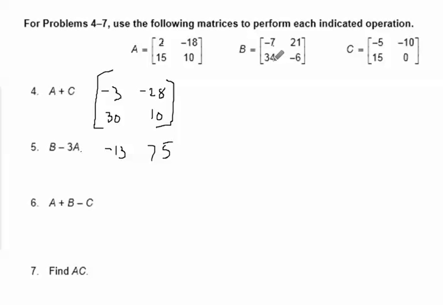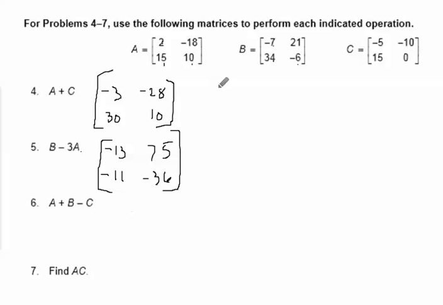And if I take 34 minus 45, 34 minus 45 is going to give me -11. And -6 minus 30, that's going to be a -36. You can see how I'm doing those. I'm doing them quick, but they're not that hard to do.